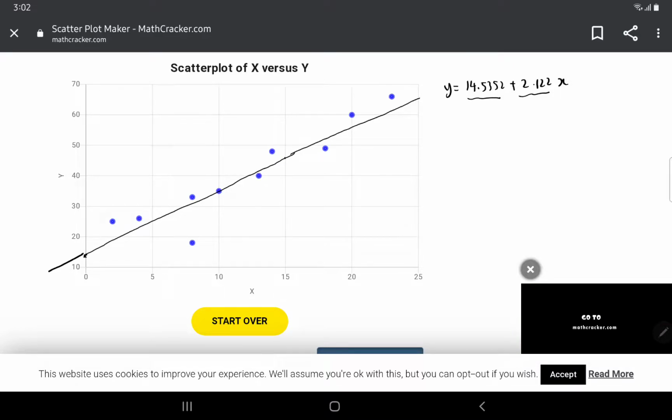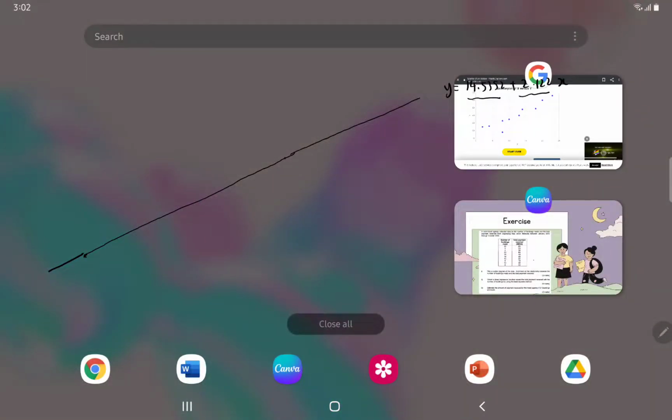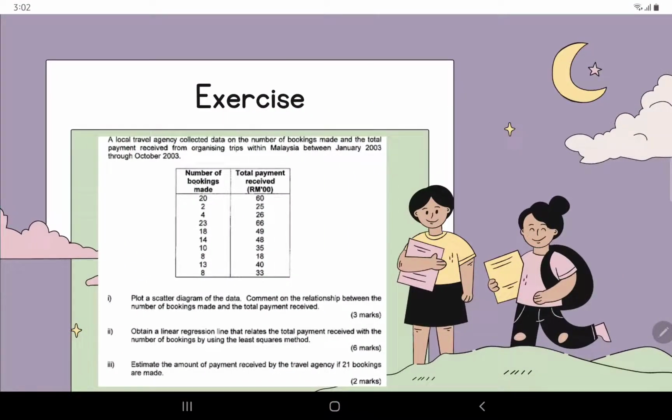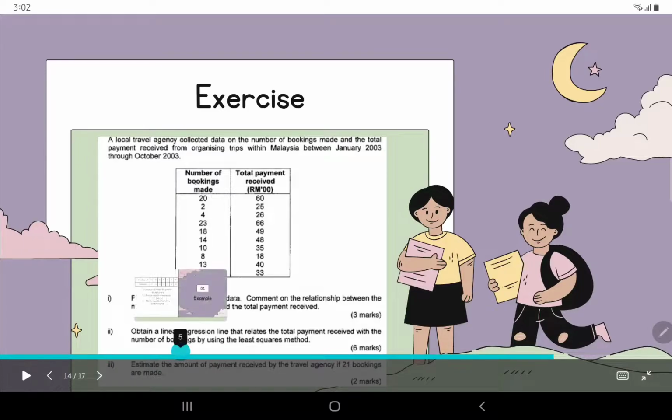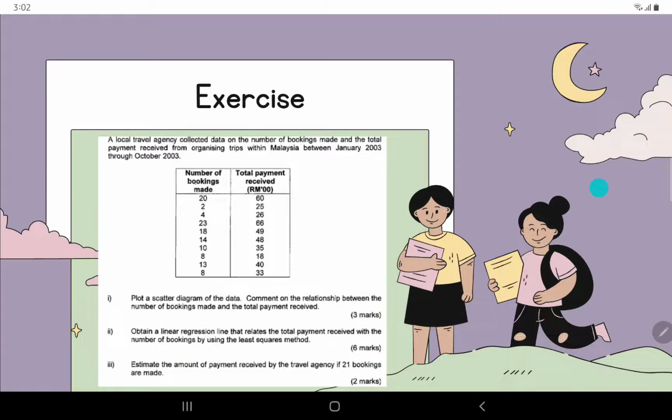Okay, so kita get back dekat slide tadi. Okay, question number 3. Estimate the amount of payment received by travel agency if 21 bookings are made. 21. Okay, kalau dekat sini 21. So kat sini berapa?